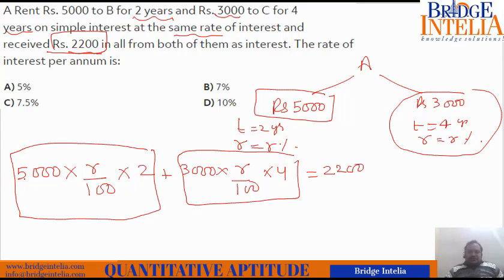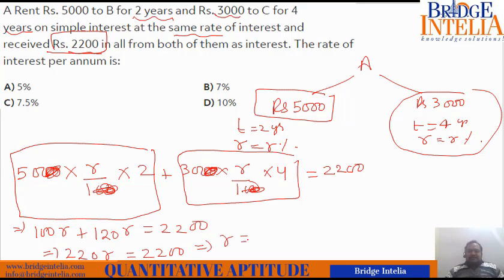So you can take R by 100 as common, and you can cancel things out. So 50 into 2, 100 R, plus 30 into 4, 120 R, is equal to 2200. So from here you can see that 220 R is equal to 2200. So it is clear that R is equal to 2200 by 220, which comes out to be 10%. So 10% is the final answer.